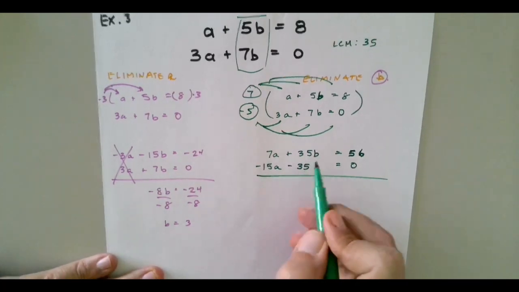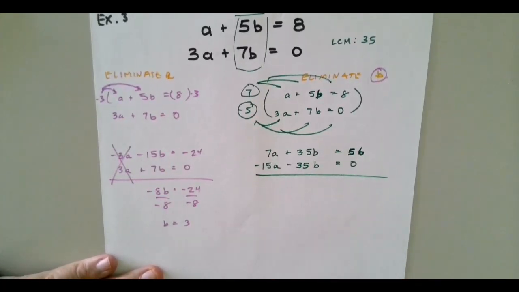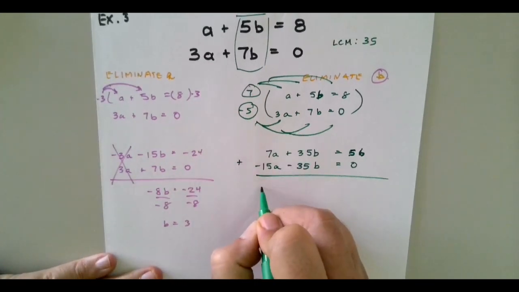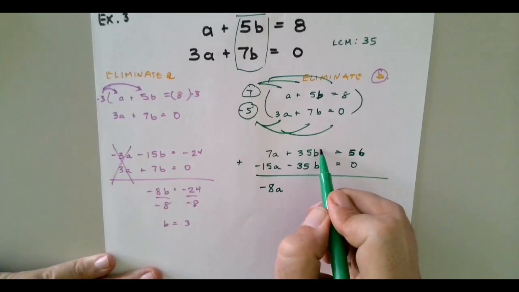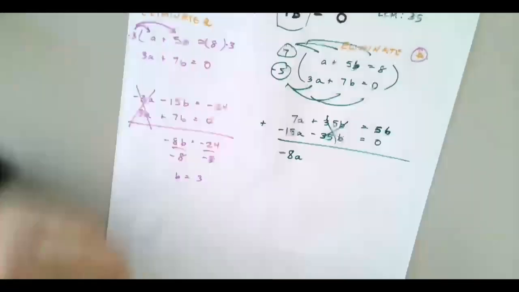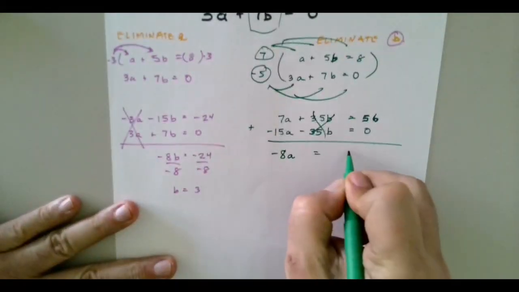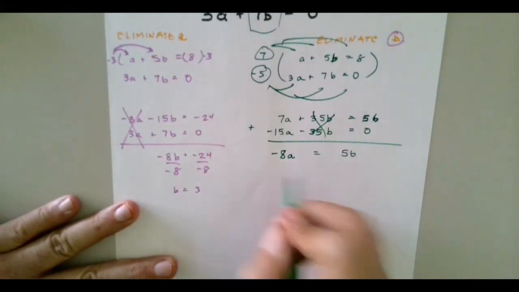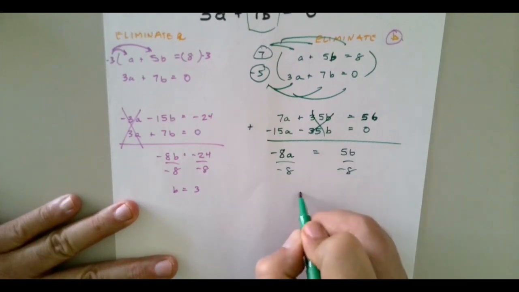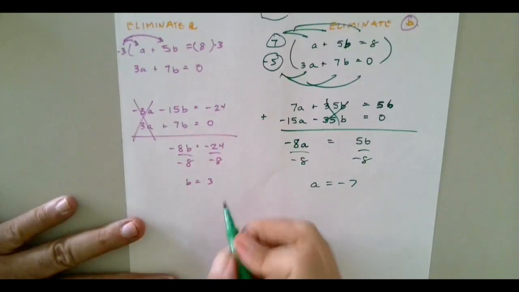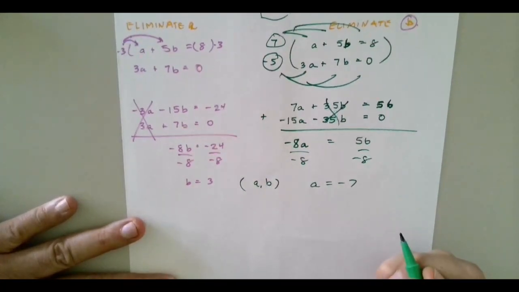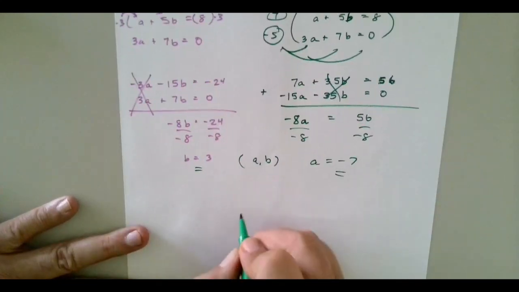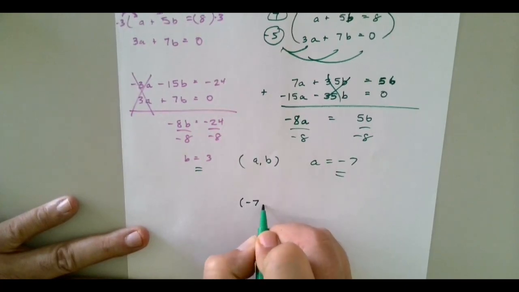But look at that. Wait for it. I'm going to add these. So I get negative 8a, and 35b minus 35b eliminated. Those cancel, and I get equals 56. Divide both sides by negative 8. I get a equals negative 7. So my answer, ordered pair, a comma b. I just figured out a is negative 7, and I already figured out that b is 3. So my answer is negative 7, 3.